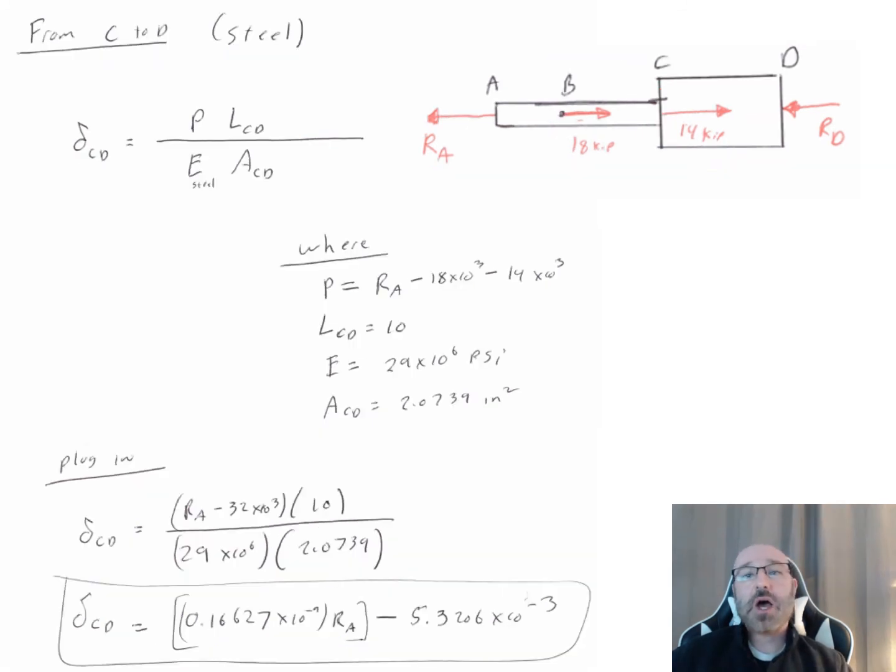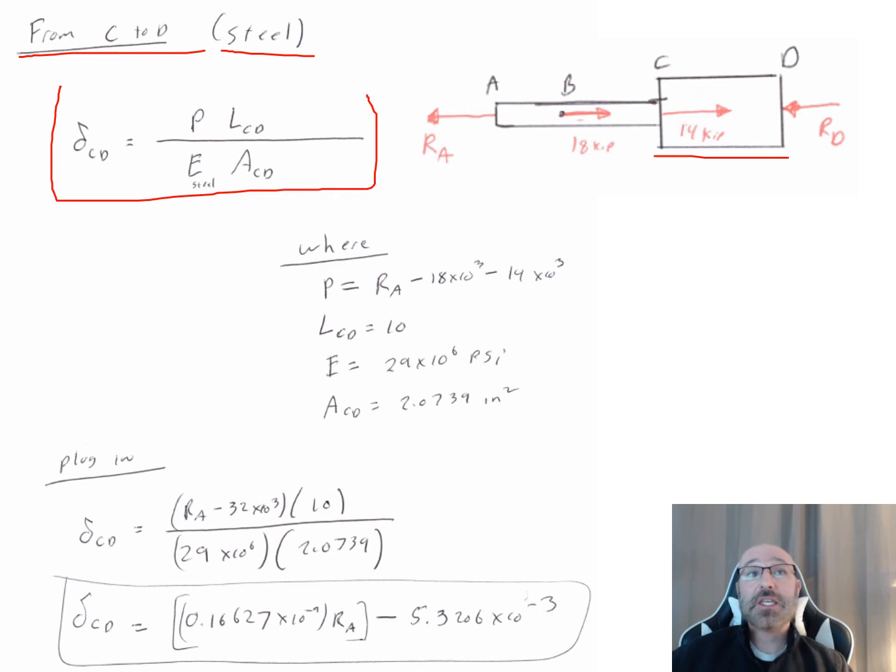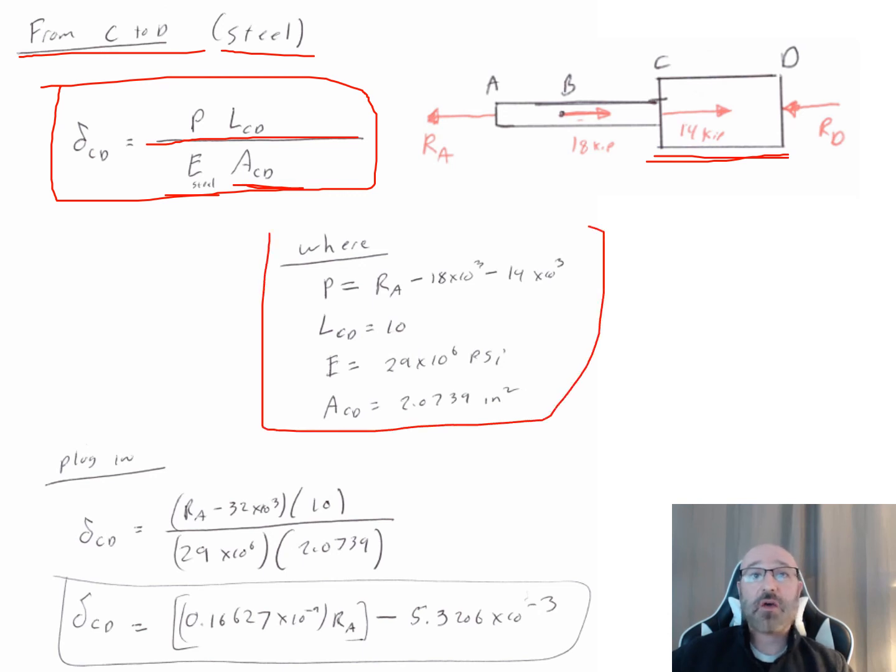So now we continue on to that last section over here, CD. This now is steel that we're dealing with. So my delta CD is equal to this relationship where I have my load times the length of CD divided by my modulus of elasticity for steel now, times the area based on my diameter of CD. I still write everything out over here. So for this particular problem, my load is equal to my RA, positive direction, minus 18 times 10 to the third, going the opposite direction so the negative sign, minus 14 times 10 to the third. There's my 14 kips acting at point C.